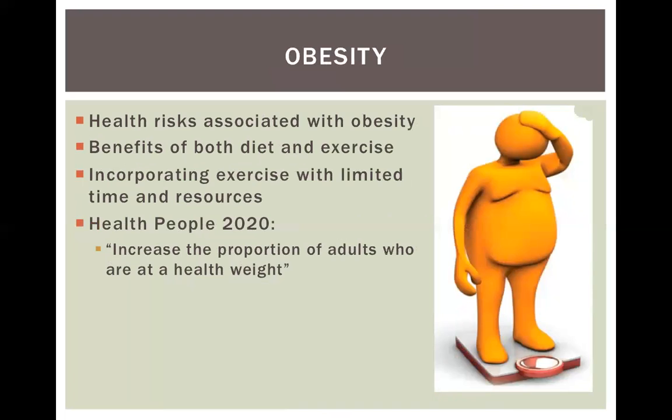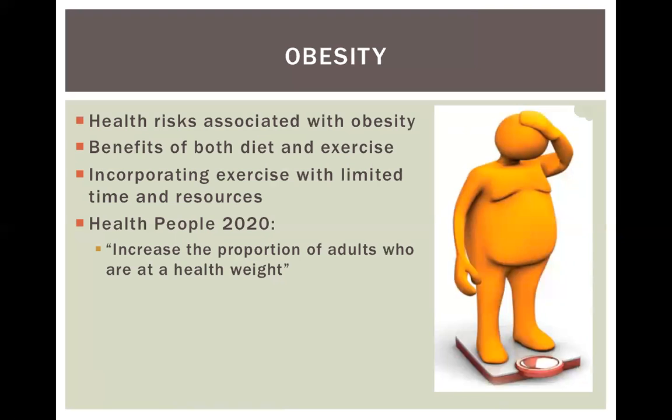Obesity. The second health topic was obesity. In my class, I discussed health risks associated with obesity, such as heart disease, stroke, diabetes, certain cancers, sleep apnea, osteoarthritis, and gout. We also discussed the benefits of both diet and exercise. Many of the benefits discussed were reduction in the health risks associated with obesity, improved sleep, increased energy, and reduction in stress and depression.